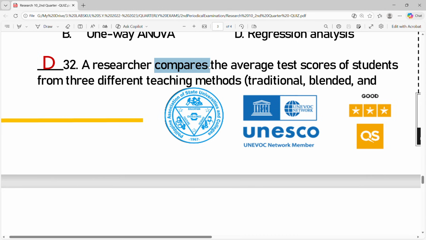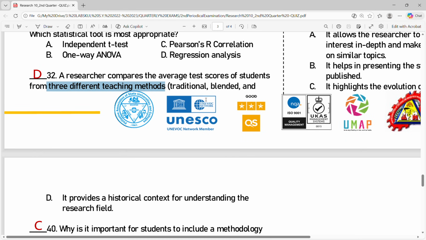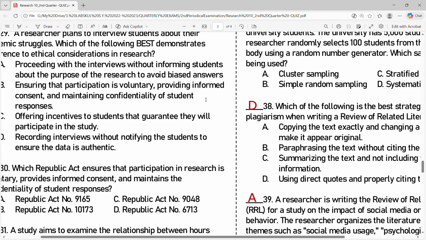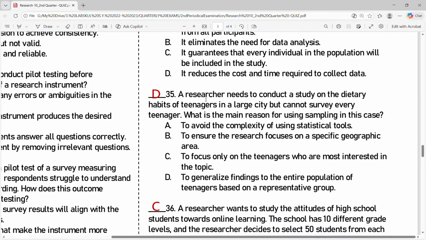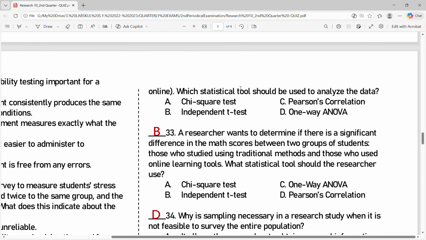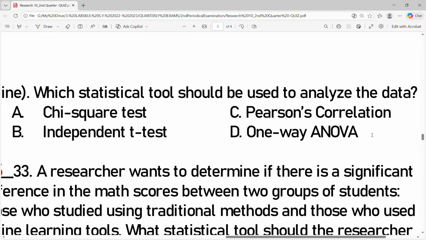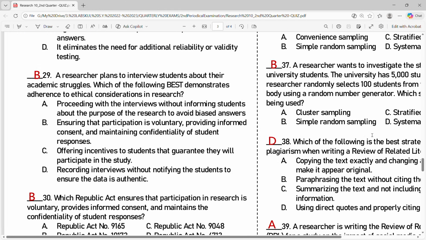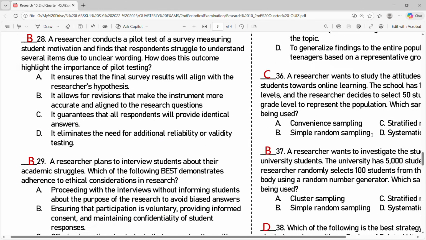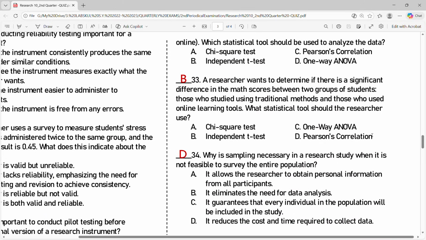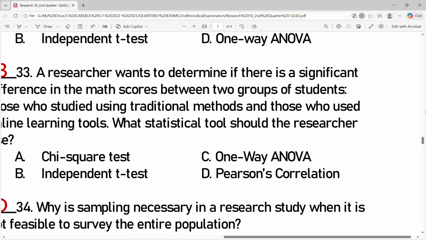Next, number 32, researcher compares, so ara na keyword naton ha, compares the average test scores of students from three different teaching methods. So you have here three variables, which is under the teaching methods. Meron kita traditional, blended, and the other one is online. So which statistical tool should be used to analyze the data? So again, it's letter D, one way ANOVA. Best, correct, non-correct. Now let's proceed.